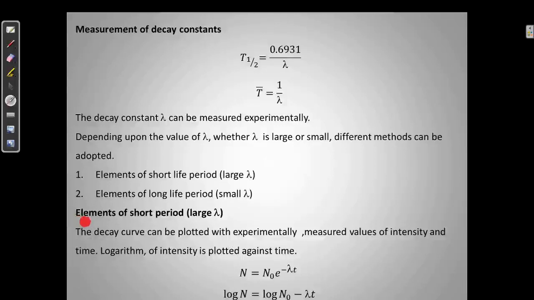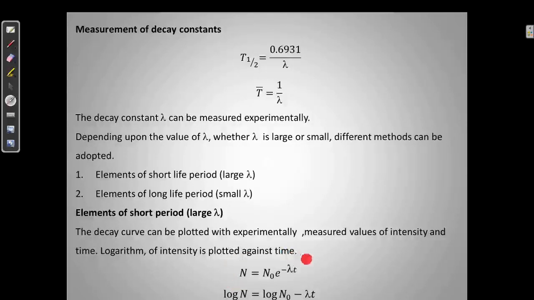We can first find the elements of short period, that is a large lambda, and plot the decay curve, that is the intensity and the time. The logarithm of the intensity is plotted against time. Intensity means the number of atoms available. So you can measure the values of intensity and time. Each time you have to measure the value of N. Then taking the logarithm of the intensity, we can plot a graph between the time and the logarithm of the intensity.